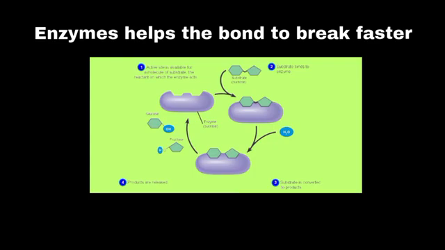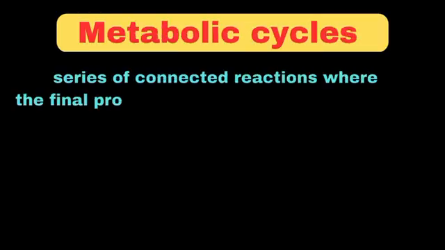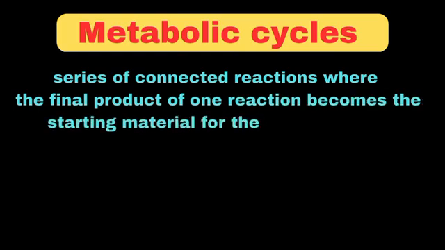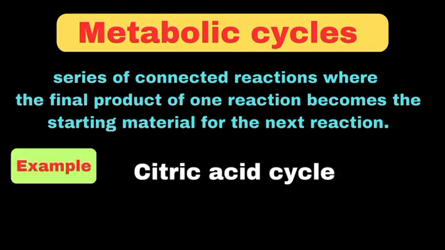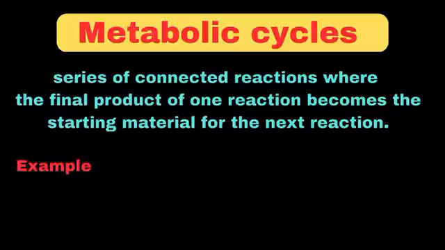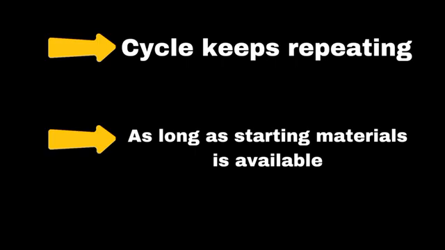Moving to metabolic cycles, let's understand them in detail. A metabolic cycle is a series of connected reactions where the final product of one reaction becomes the starting material for the next reaction. To make it clear, let's take the example of the citric acid cycle. This cycle begins with a 2-carbon acetyl group combining with a 4-carbon oxaloacetate to form 6-carbon citric acid. Through a series of reactions, the citric acid loses 2 carbon atoms as CO2 and is converted back to oxaloacetate, ready to start the cycle again. Since this cycle keeps repeating as long as there are starting materials available, it's called a metabolic cycle.